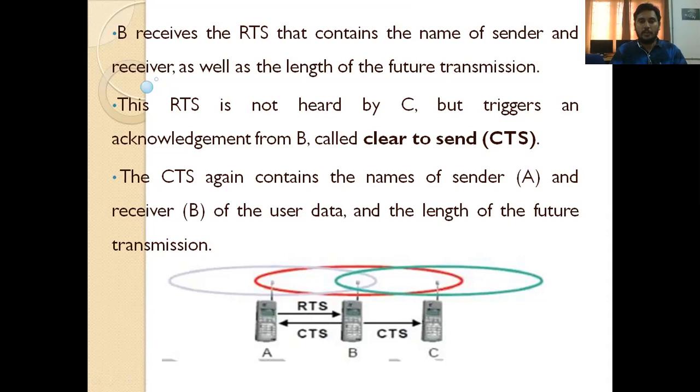So this avoids collisions in the hidden terminal case, because A doesn't know about C and C doesn't know about A. What we discussed in the hidden terminal problem is that A wants to transmit data to B, and C also wants to transmit data to B. First A starts transmission, C doesn't know about A, so C also starts to transmit data to B, and automatically a collision occurs at B. To avoid that, using RTS and CTS frames reduces the hidden terminal problem.